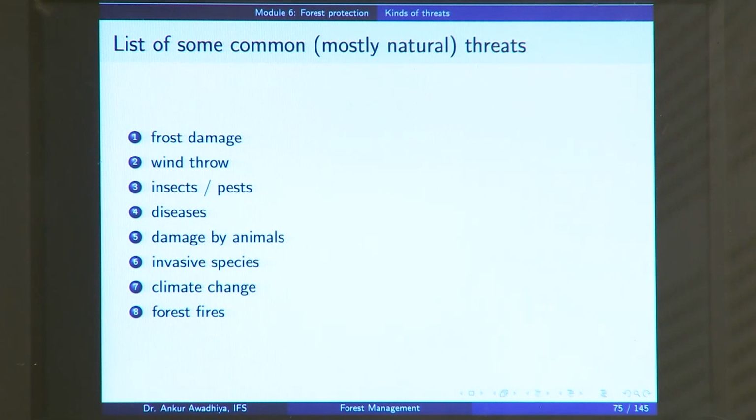And a similar thing happens with the diseases as well. These diseases could be bacterial diseases, fungal diseases, viral diseases, and so on. And here also the plants will show reduced growth, reduced production of seeds, and also mortality. Then you have damage by the animals, especially animals like monkeys. So, we do see situations where a troop of monkeys comes to a tree, and in the process of eating the fruits it also causes damage to the trees.